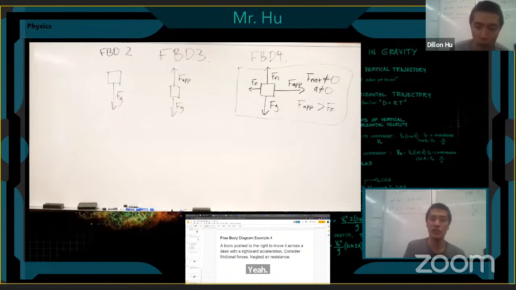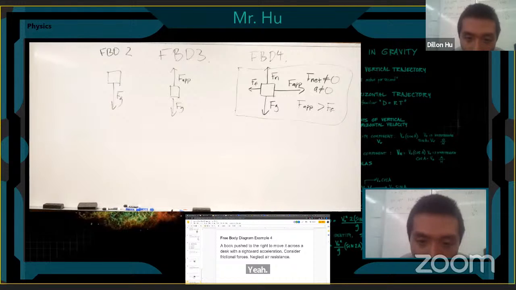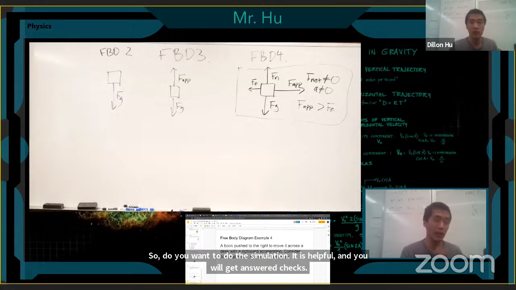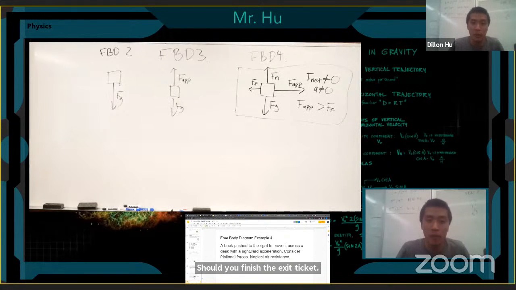On your graphic organizer, there is an exit ticket question. It'll look very similar to one of the questions we just did. So just do that really quickly and then submit it, and then move on to the free body diagram practice problems.